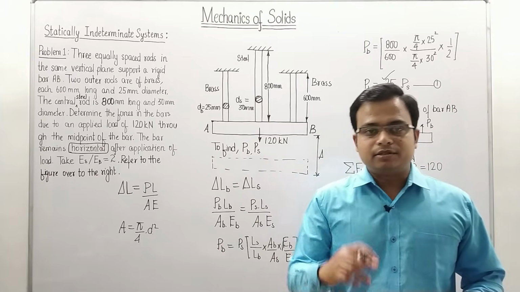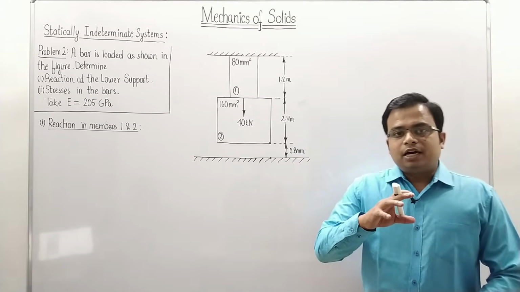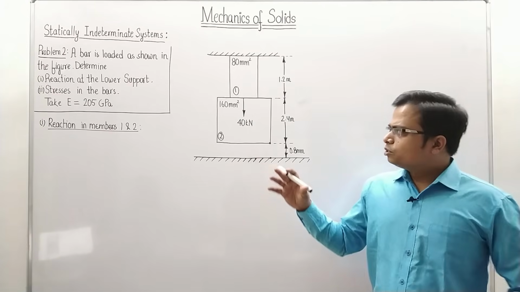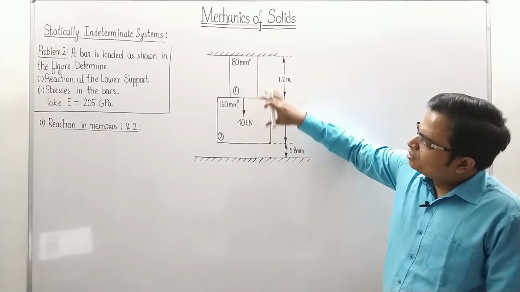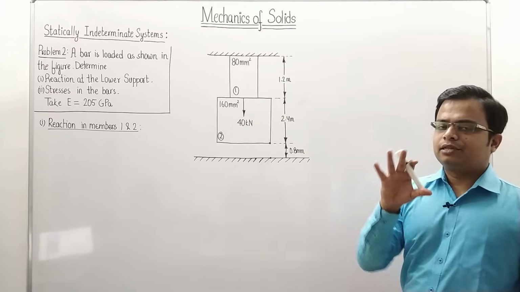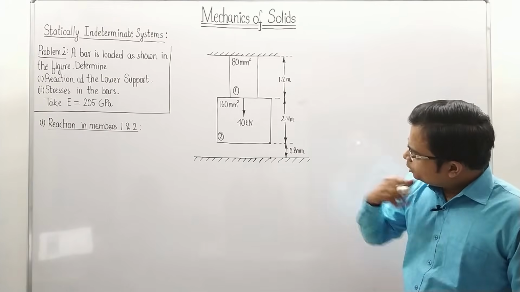Now let us take a look at the second problem. So guys, now let us take a look at another problem. This is sort of based on a composite section. The material is same for both the members. Now let me just explain the arrangement.